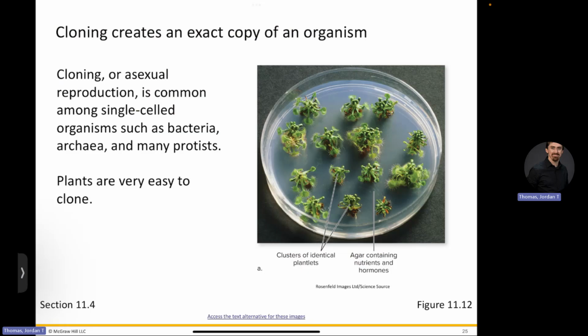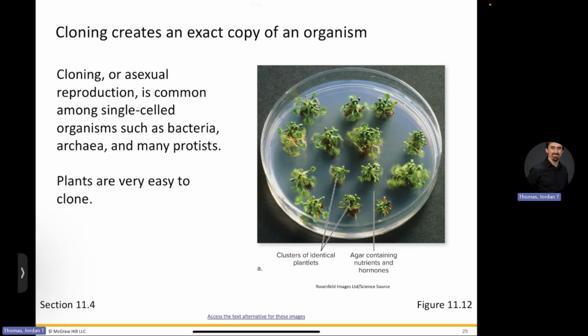Almost there. Couple more. Cloning. So cloning is also another DNA technology. Cloning creates the exact copy of an organism. Cloning, or asexual reproduction, is common among single-celled organisms such as bacteria, archaea, and many protista. Plants are very easily cloned as well, though. Remember, Mendel would take pea plants and have them self-pollinate at times. That creates a clone of the plant.